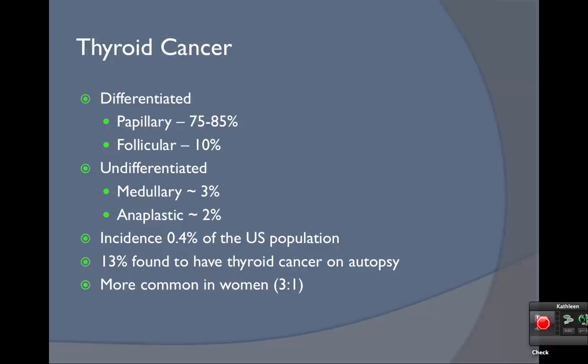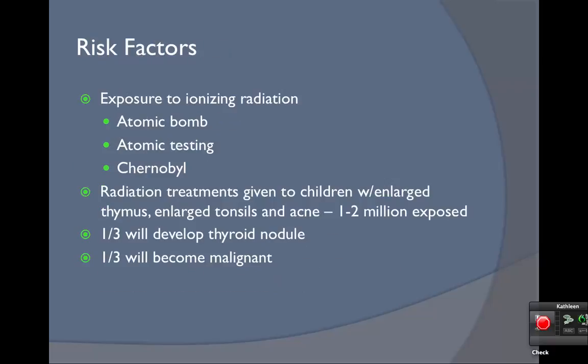I'm sorry, risk factors. Exposure to ionizing radiation, atomic bomb, atomic testing. Chernobyl was an example of patients being exposed to radiation. Patients with radiation treatments or exposure to radiation were found to have enlarged thymus, enlarged tonsils.